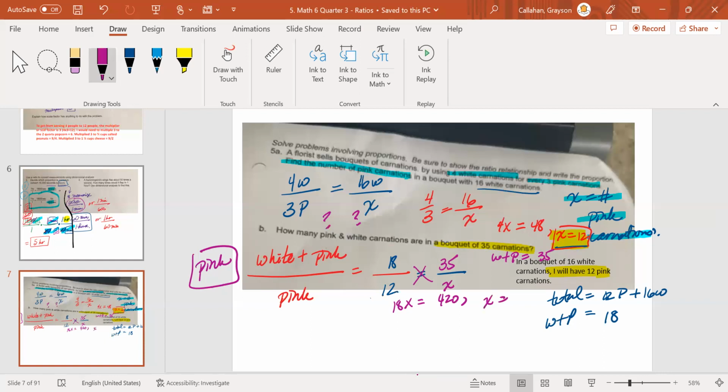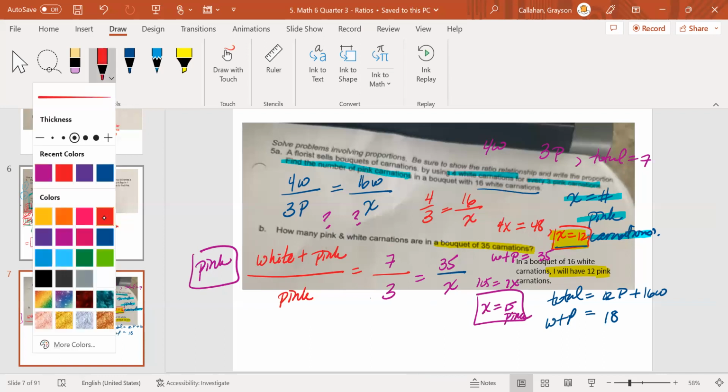I wonder if maybe I shouldn't use this one. I wonder if it will be better if I use 4 white carnations and 3 pink carnations. So then the total in this case will be 7. Do you see that? So 7 on top, pink carnations is 3. X is right here. So then when I cross multiply this, 35 times 3 is 105 equals 7x. Okay, so X equals 15 pink carnations. Do you see that?